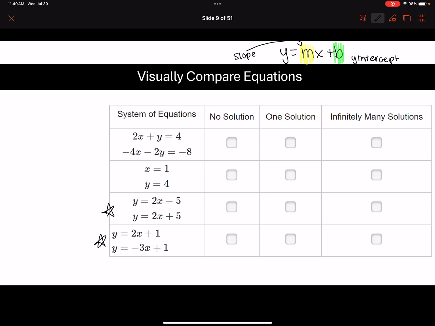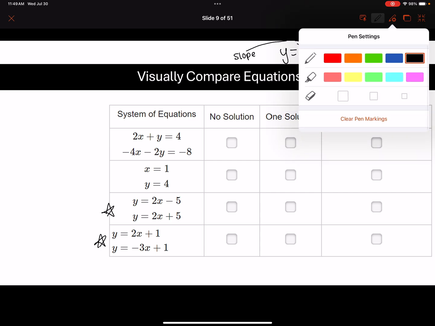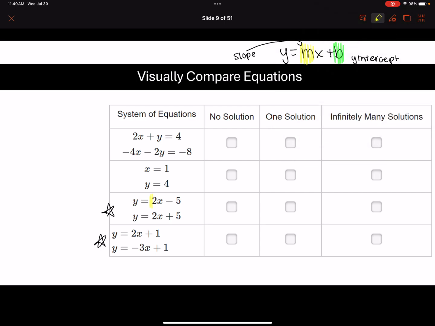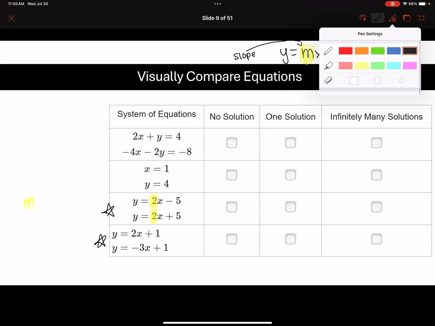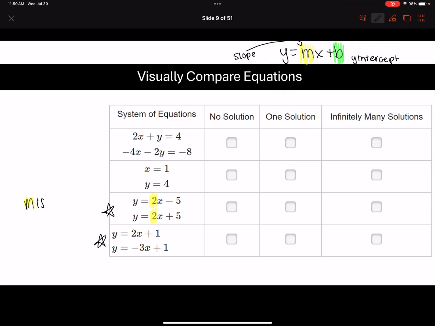So if I look at this first example here, I'm going to highlight my slopes. They have the same slope. M is the same. Right? That's our slope. So that means it's either infinite solutions or no solutions. So it cannot be one solution. That's not possible because they need different slopes to have one solution.